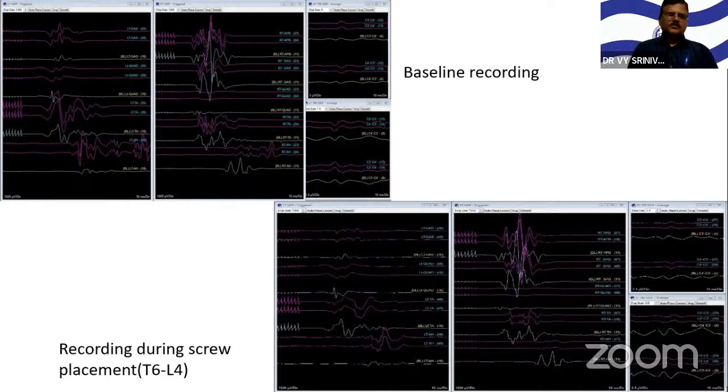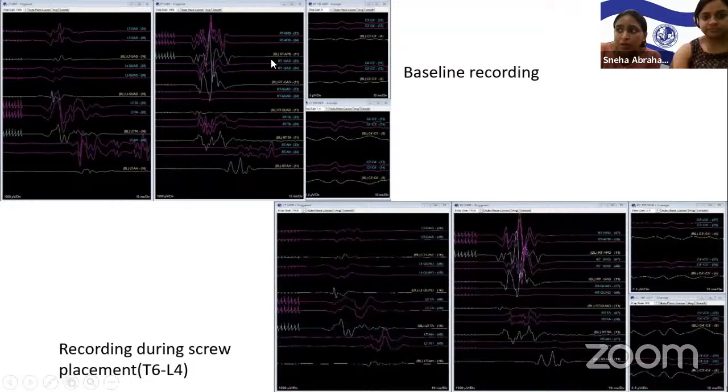These are the recordings we obtained at baseline, and during screw placement. The motor evoked potentials and sensory evoked potentials were recorded throughout the surgery. The responses for the motor evoked potentials were recorded at iliacus muscle, psoas muscle, quadriceps, tibialis anterior, and abductor hallucis bilaterally. The abductor pollicis brevis muscle was monitored as a control.